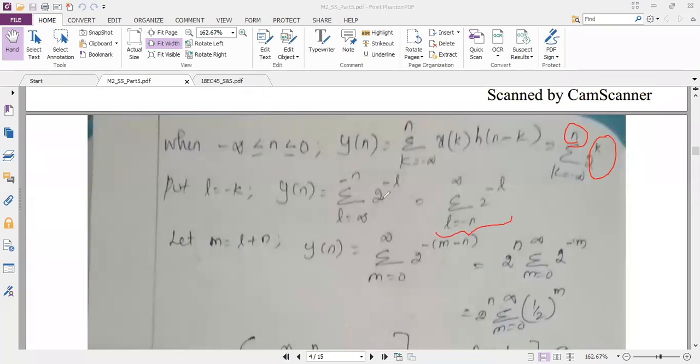Now, in a summation of any numbers, I can swap the numbers. For example, 1 plus 2 plus 3 will give me 6. Similarly, 3 plus 2 plus 1 also gives the answer 6. In that context, I can swap the upper limit and the lower limit, whereas this swapping cannot be done for integration. So I can write infinity to minus n as minus n to infinity.